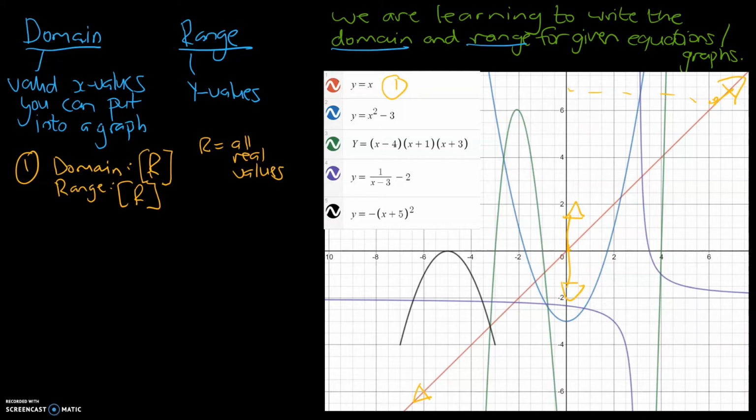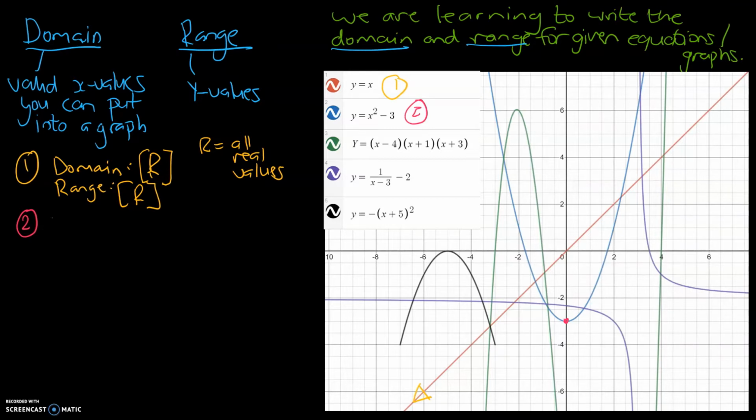Let's have a look at the second question, question 2. So that relates to that blue parabola. We can see that its y-intercept is down there at -3. And we can see the x-intercepts are just before -2 and -1. So we've got that y-intercept there.